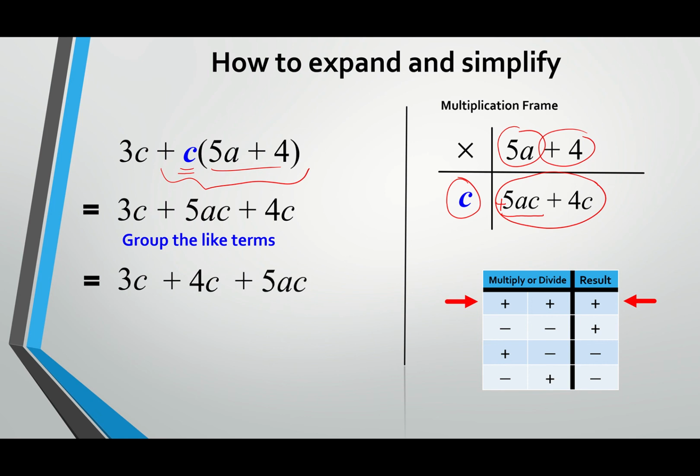Again, we are going to simplify by taking the coefficient. This is plus 3 plus 4. We will get plus 7c, positive 7c. We don't put the plus there because it's understood. And we have the plus 5ac here. Can we simplify it further? Can we combine them? No, because they are unlike terms. This term has only a c, while this term has ac. They are not like terms because they have different variables. One is c, the other one is ac. They are not the same, so we cannot add them together.